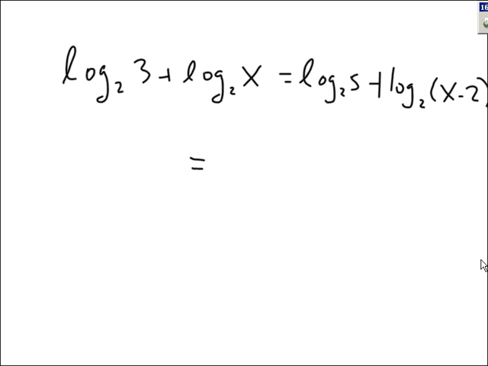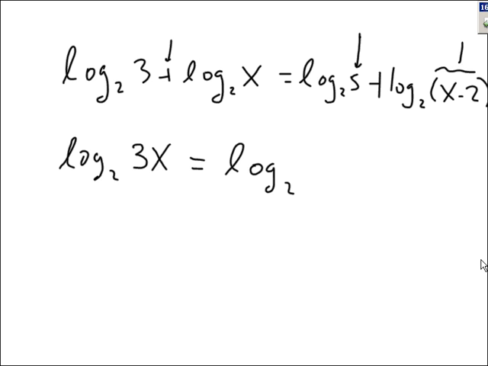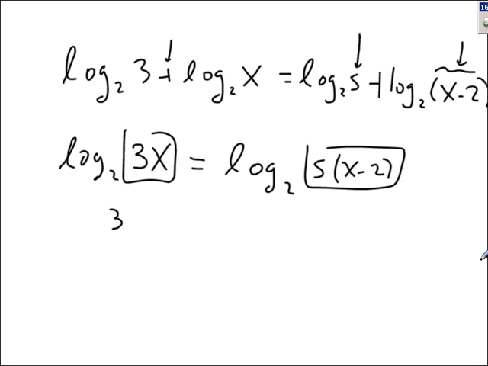But since there's nothing but logs, I want to simplify the left side as one log, log base 2, and the same for the right side. On the left side, we are adding log. We have log of one thing plus log of another thing. Well, that's log of the product. Same thing on the right side. We have log of one thing plus log of another thing. Well, that's log of the product. If log of this equals log of that, there's a good chance that this equals that.